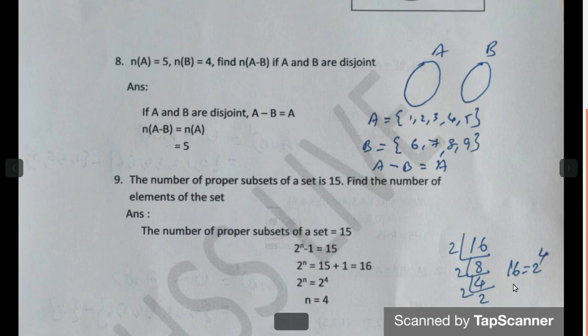16 can be factorized: 2 into 2 into 2 into 2, that is 16. So 16 is 2 raised to 4. That is 2 raised to n is equal to 2 raised to 4. So the 2s can be cancelled. Therefore n is equal to 4. So that is the number of elements of the set capital A.